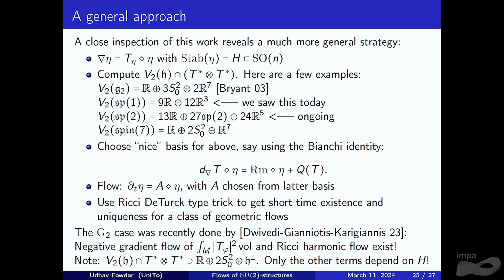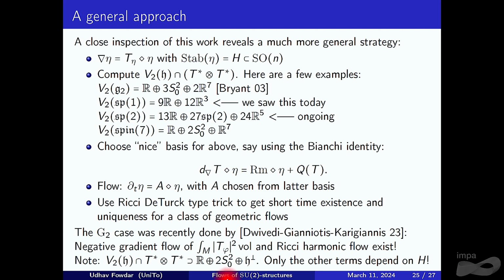A last remark is that if you look at the space of second-order invariants, there's always a minimum set of candidates that you will always find. You will always find scalar curvature, so you always have a copy of R. You'll always have Ricci sitting in there, so there's always going to be S^2_0 sitting inside the space of second-order invariants, and you will also always have H-perp. So you always have the divergence of the torsion.